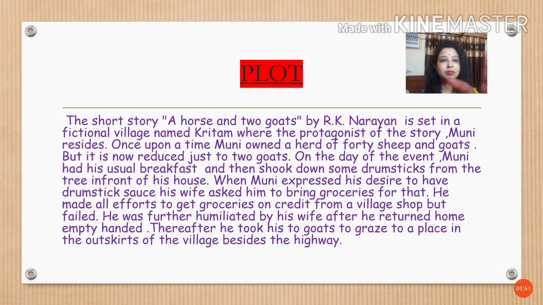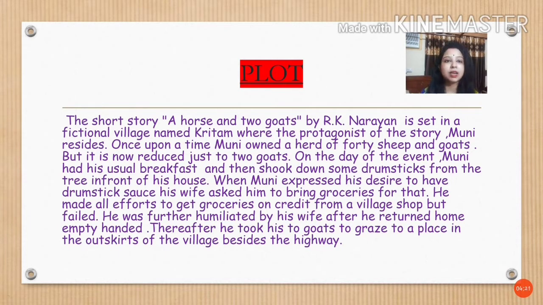Now let's move on to the plot of the story. The short story A Horse and Two Goats by R.K. Narayan is set in a fictional village named Kritam, where the protagonist of the story, Muni, resides. So, who is the protagonist of the story? Muni. He was a poor Tamil villager and he used to live in a village named Kritam, and it was a fictional village, meaning a village which had no real existence. It was created by the author. That is why it is said it is a fictional village named Kritam, where the protagonist, that is the leading character of the story, Muni, used to live.